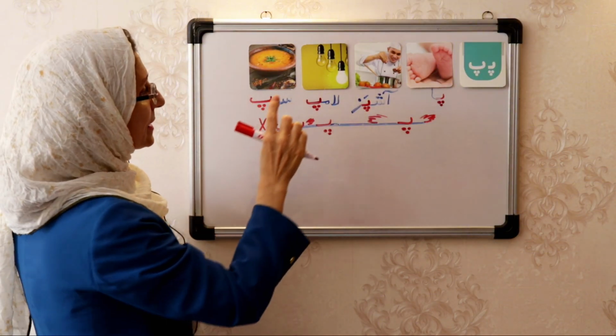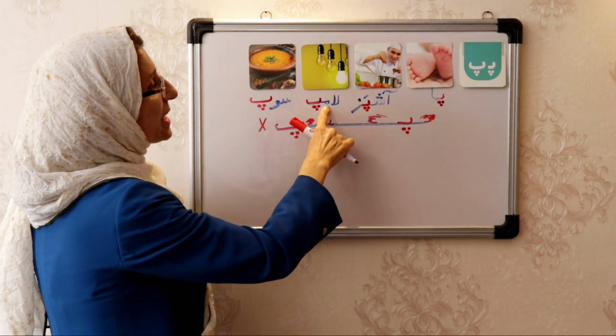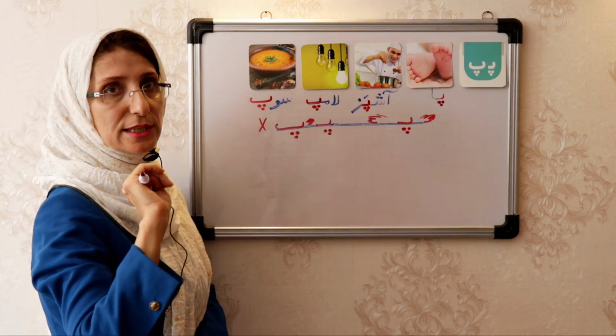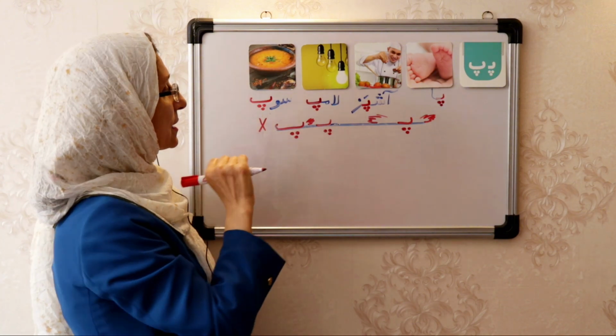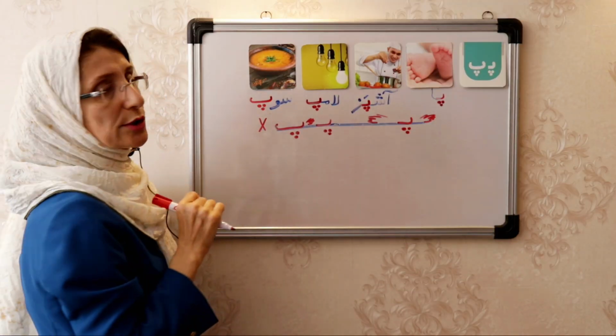P the last. Here P is in the final but is connected to me. But here P is lonely at the end of the word and is independent, coming at the end in the word soup.